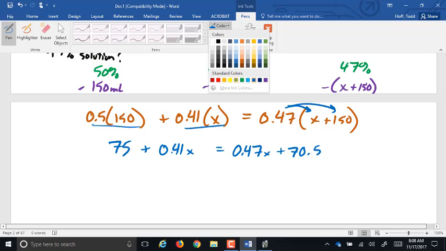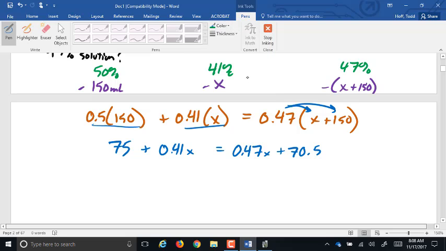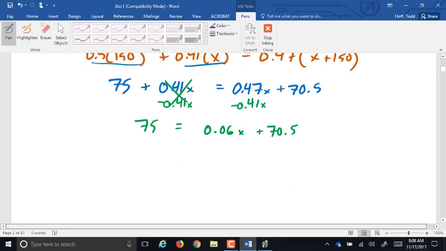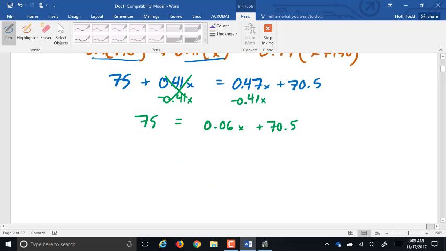Now, we've done all of our parentheses. But there's a variable on each side, which means we need to make one go away. It's positive 0.41x, so we're going to subtract 0.41x. That leaves 75 = 70.5 + 0.06x. Now the x is there just once, so we can start to solve it, take it apart.